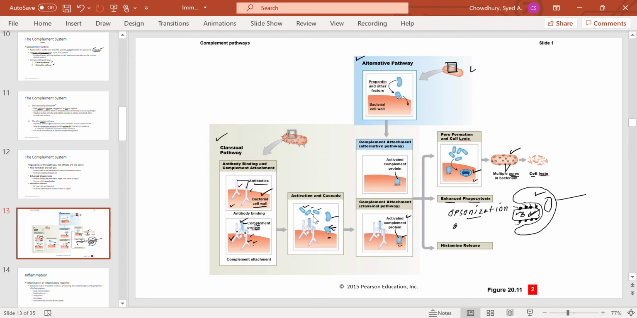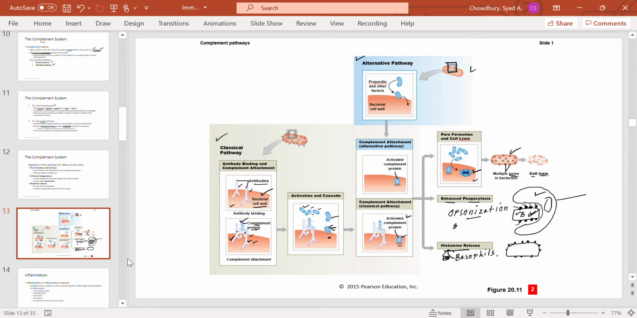Okay, and also when the complements get attached to the surface of the antigen, for example bacteria, that will activate the mast cells to release histamine. So histamine will be released from actually the basophils, one type of white blood cells. Basophils will release histamine, and that will also help in immunity by inflammation.